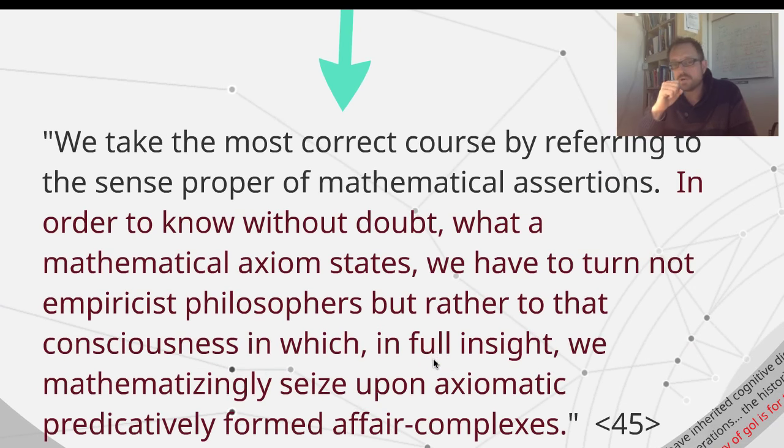Well, here's what Husserl argues on page 45. He says, we take the most correct course by referring to the sense proper of mathematical assertions. So, in order to know without doubt what a mathematical axiom states, we have to turn not to empiricist philosophers, but rather to that consciousness in which, in full insight, we mathematizingly seize upon axiomatic, predicatively formed affair complexes, right? And so the idea here is that when I recognize a mathematical axiom, that moment in consciousness is revealing a certain affair complex of certain relations within consciousness itself. And we can refer to those in that sense and be fine with it, right?